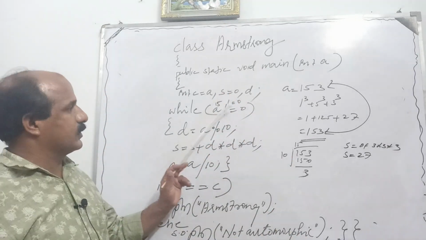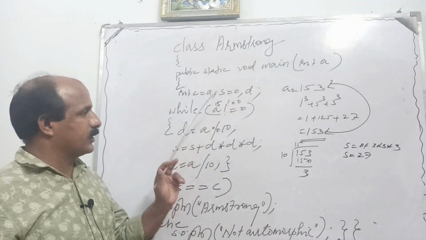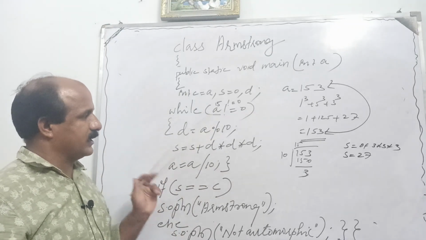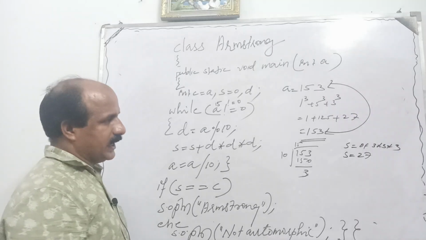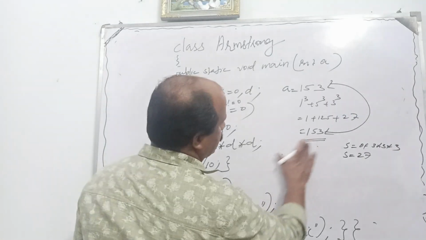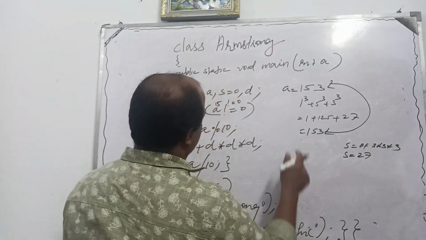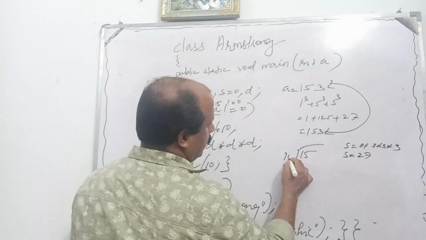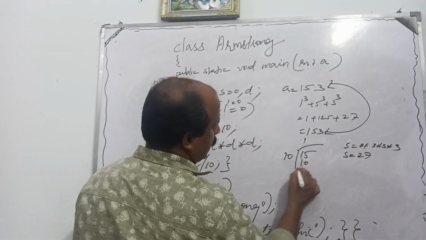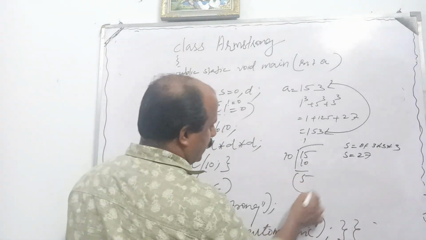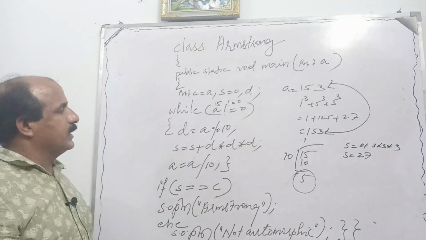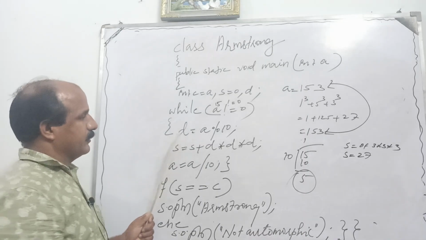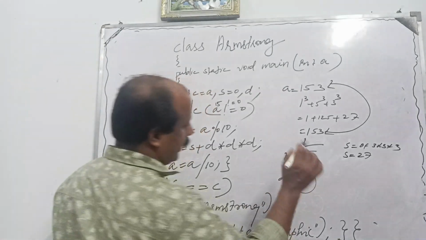15 not equal to 0. Yes, 15 is not equal to 0. Again this will be executed. D is equal to A modulus 10. A modulus 10 means again what will take place? Division will take place. So our new value for A is 15. 15 divided by 10. How many times? 1, then 10, then 5. So modulus will be calculated. Modulus will be kept in D. So what is the value of D now? 5. So D is 5.